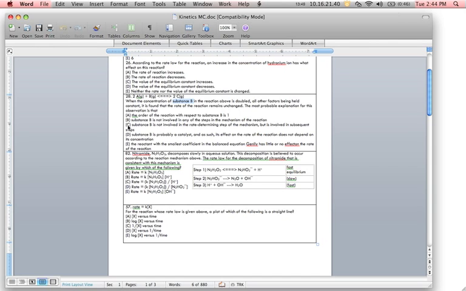And after looking through all the answers, you'll see that C, sorry, I'm trying to highlight without highlighting the whole thing. C, substance B is not involved in the rate determining step, but it is involved in other steps.